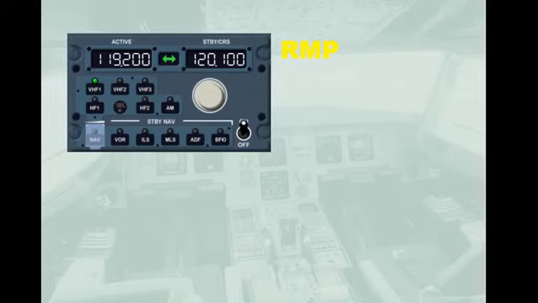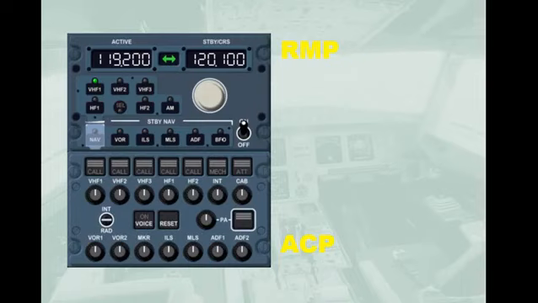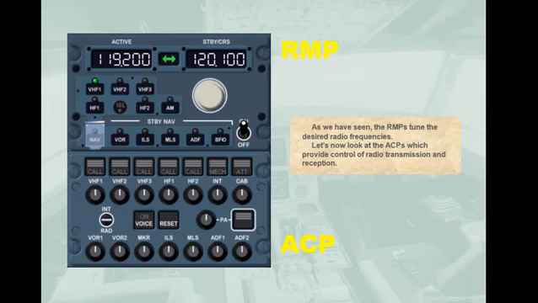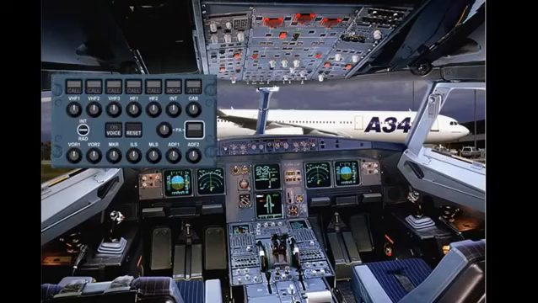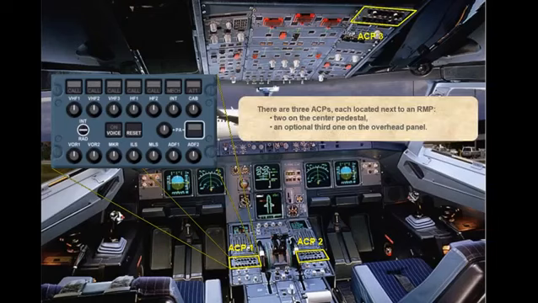As we have seen, the RMPs tune the desired radio frequencies. Let's now look at the ACPs, which provide control of radio transmission and reception. There are 3 ACPs, each located next to an RMP, 2 on the center pedestal, an optional third one on the overhead panel.